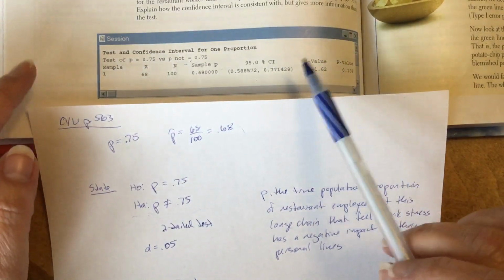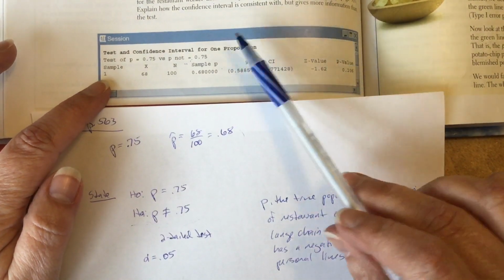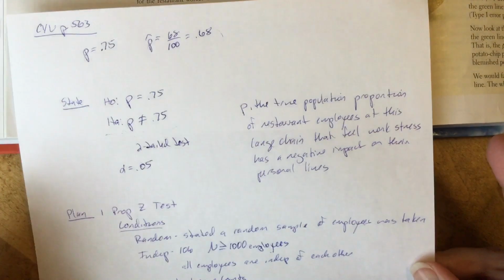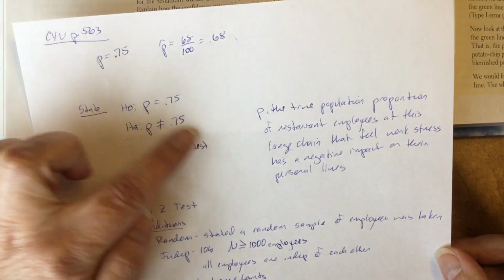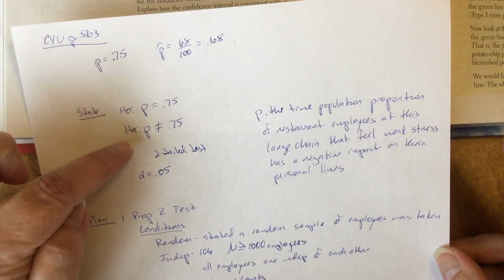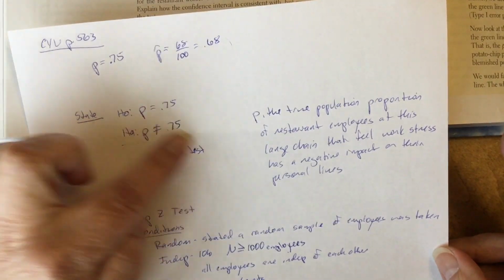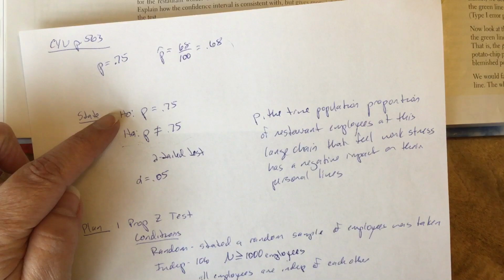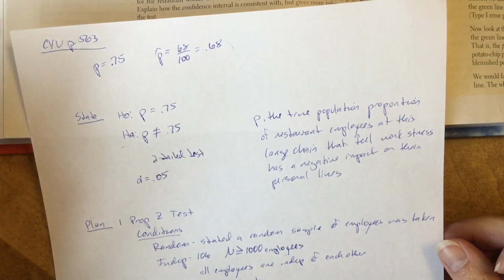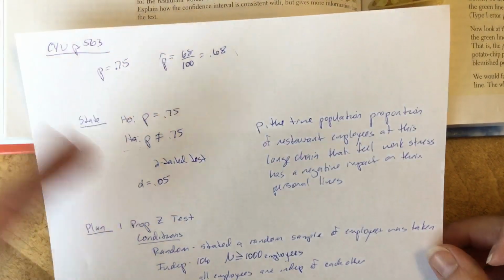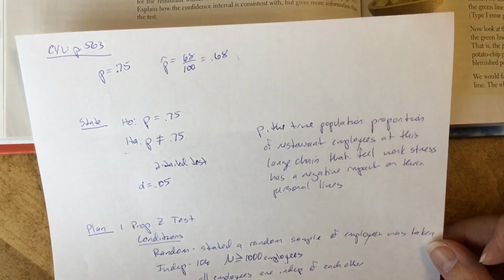Now, why does the interval give more information than the test? All the tests allowed us to do was to either reject the H0 and have evidence for the HA, or fail to reject the H0 and not have evidence for the HA. So it really just let us say that we didn't have evidence that the true population proportion was different than 0.75. So we don't know what it is, okay? You know, it's going to be close to 0.75, but we're not sure.